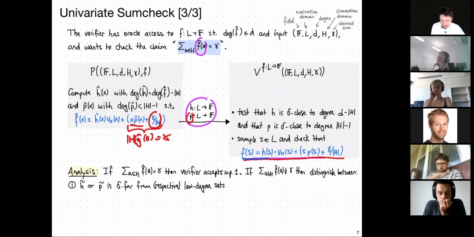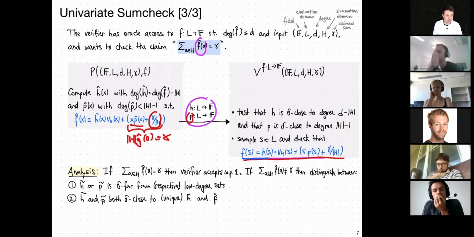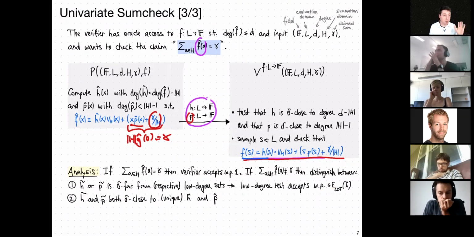Either whatever the prover sent, either of them is far from the respective low degree sets of degree D minus H or H minus 1. Or they're both close to some unique polynomials H hat and P hat. In the first case, we rely on the low degree test that it will accept with small probability because one of them is far, right? Like it would be like running the FRI protocol on the correct degree on H and P.